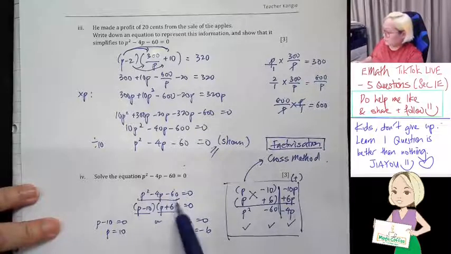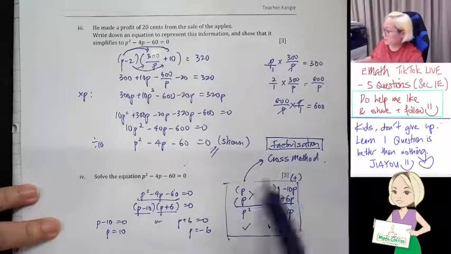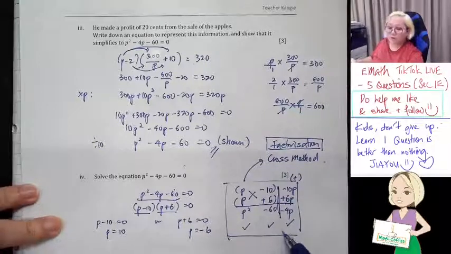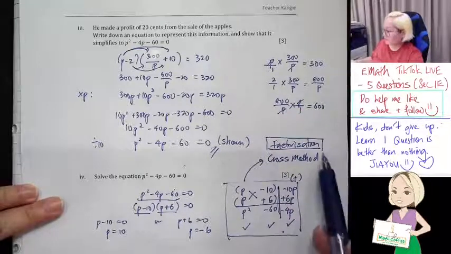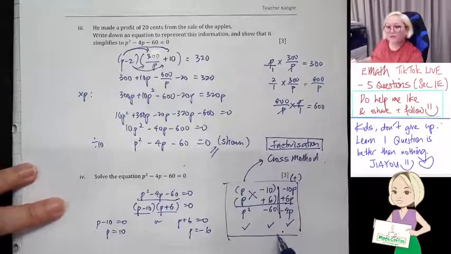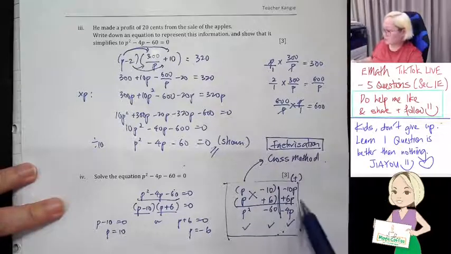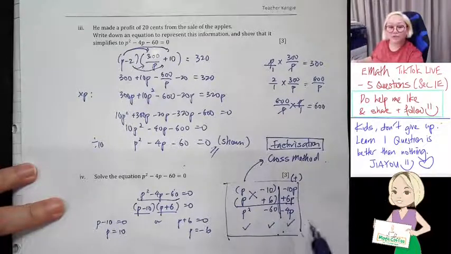So you will use factorization, which is the cross method. For now, this cross method might be blurred for you because you are Sec 1 now. But just take note, this is the cross method. When you learn the cross method in Sec 2, this is how you do it. You can always refer back to this video.